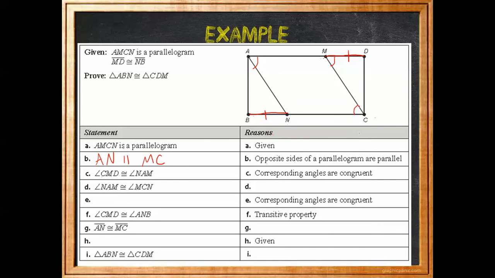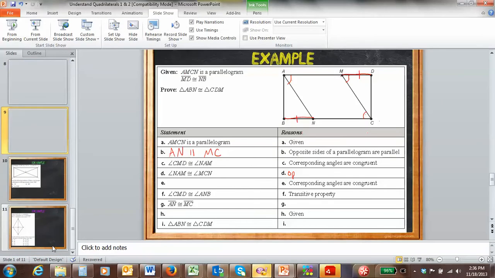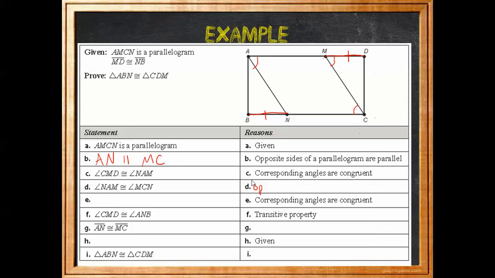And here I still just write one line to show congruency, because since this is congruent to this and this is congruent to this, we now know all three of these are congruent to each other. But the reason we know that these two are congruent, they don't share a transversal, so we can't use corresponding or any of that. But we do know that opposite angles of a parallelogram are congruent.